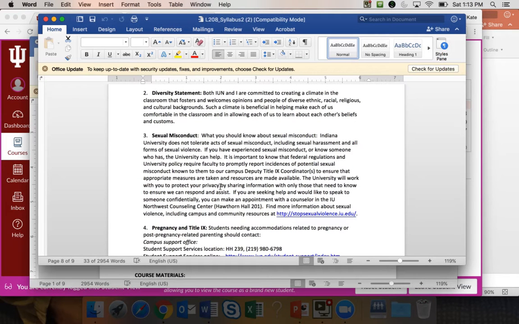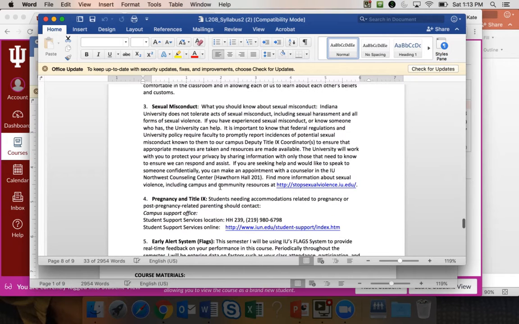Diversity. Both IUN and I are committed to creating a climate in the classroom that fosters and welcomes opinions and people of diverse ethnic, racial, religious, and cultural backgrounds. This climate's beneficial in helping make each of us comfortable in the classroom and in allowing each of us to learn about each other's beliefs and customs. And for a course about health and literature that examines the way in which different cultures and genders and groups perceive health and literature, it is absolutely key. It's a key part of how we're going to learn.